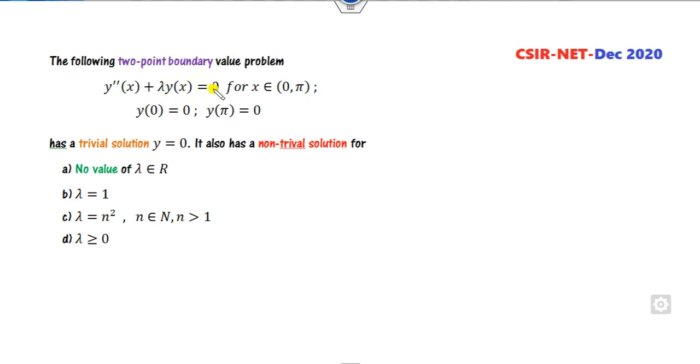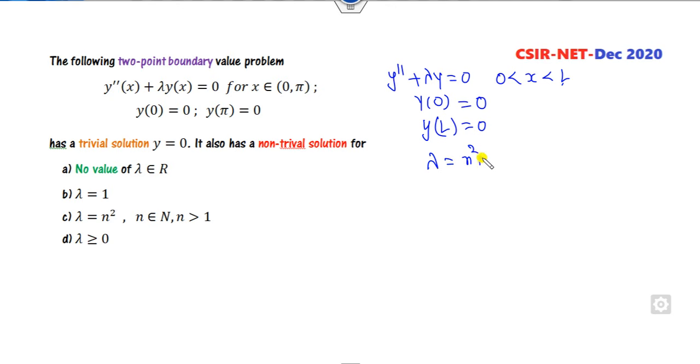Okay, again this is a similar problem. So what is the shortcut trick I told you earlier? Whenever x lies between 0 to L such that y of 0 is 0 and y of the upper limit is 0, then the solution will be n square pi square by L square. Here L is my pi.